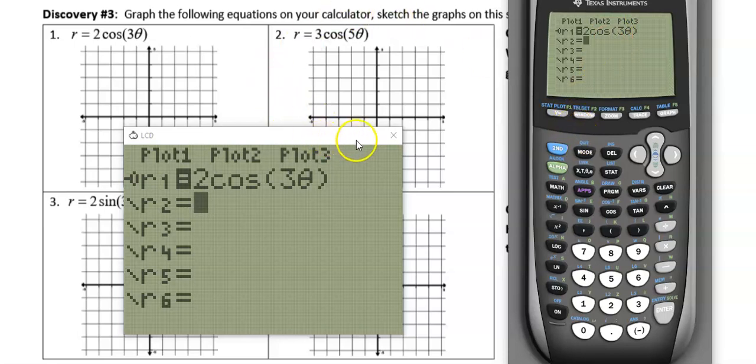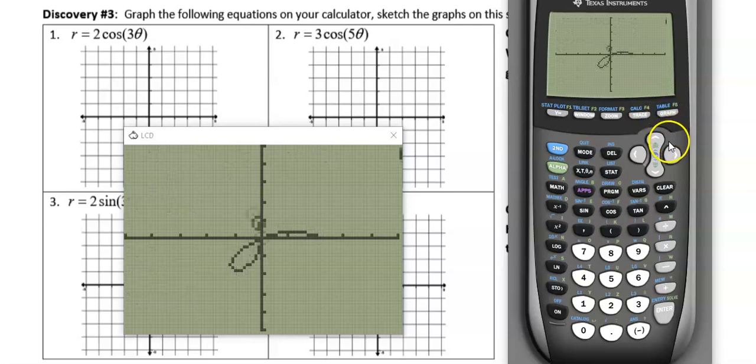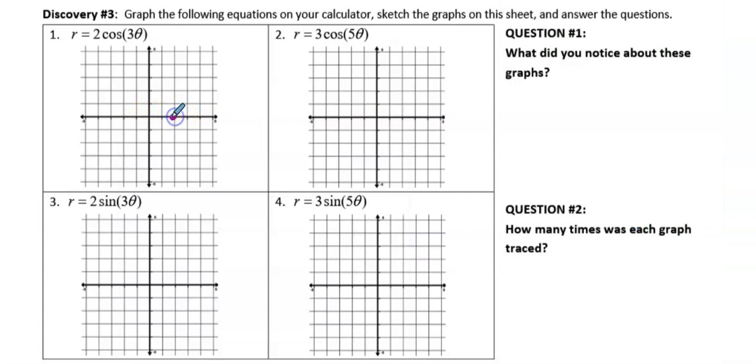So there are two questions we're asking ourselves: how many times do we circle through, and where does the graph start? Let's graph it. And there we go. We start over here, and again the radius is 2. We start over here, and we graph two times.